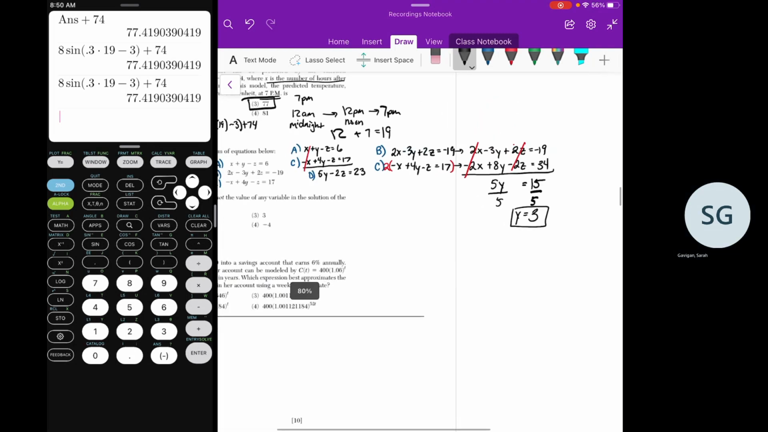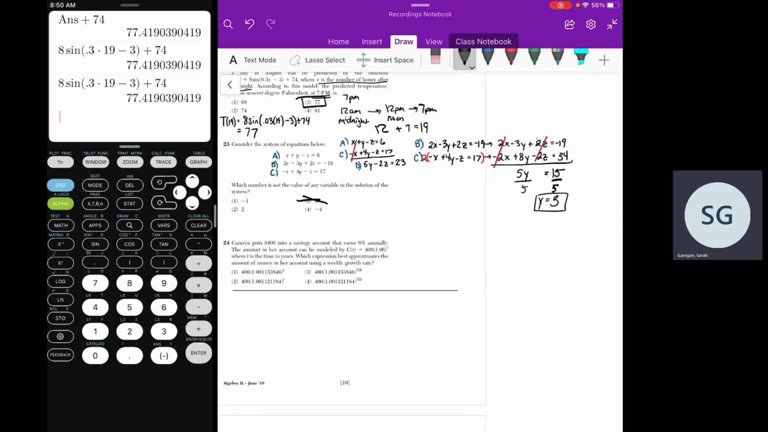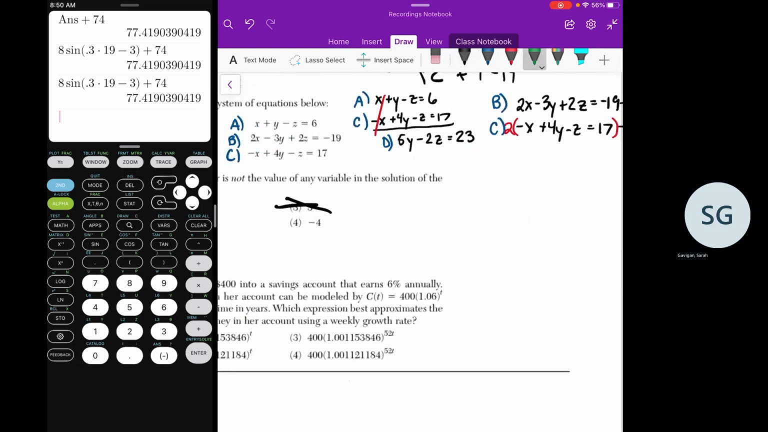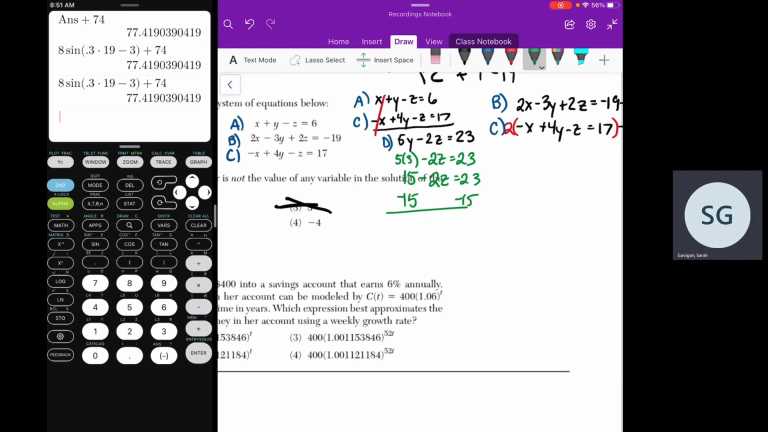Let's see what that says. Which number is not in any value? Well, that is a value. Now I can take my y equals 3 and plug it back into my D equation. So I know y equals 3, so I can find what z is. Minus 15 from both sides. All right, so I know that my other answer is negative 4.